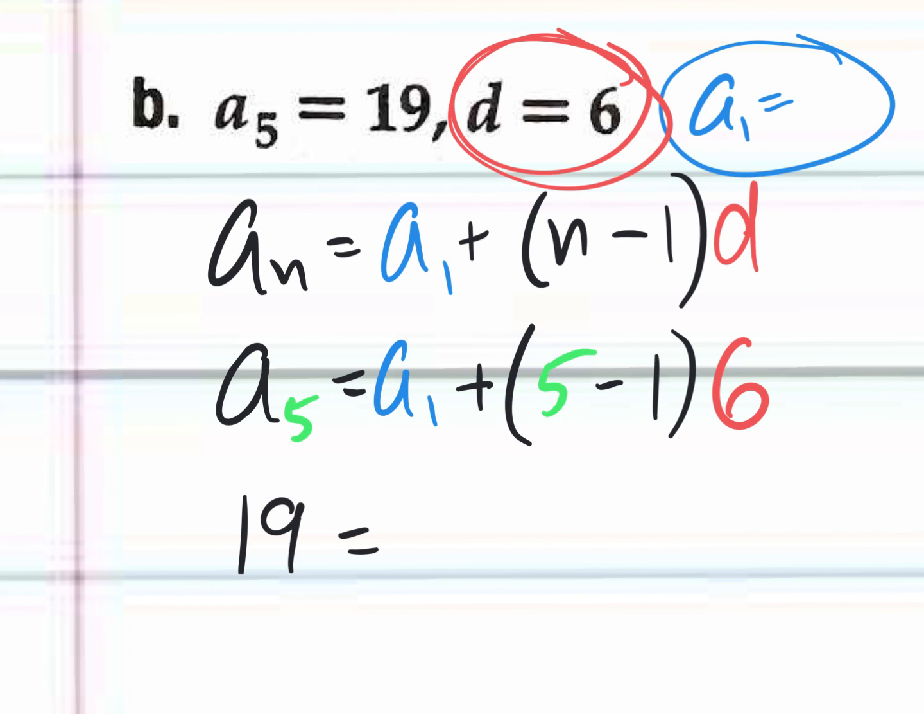And now we're going to solve for that missing value that we need, a sub 1. So we still have the a sub 1 right here. We do have the plus, parenthesis, and then you have 5 take away 1, which is 4, and then the times 6 out here.